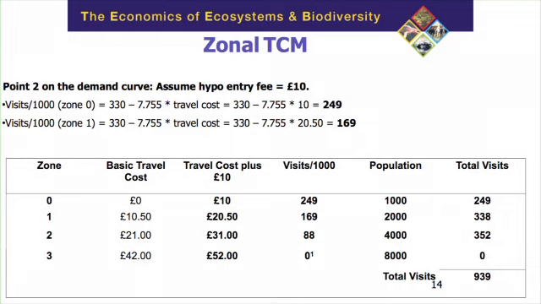So to generate the demand curve, the first point is the current situation. If currently there's no hypothetical entry fee, it's just the travel cost. So currently, at no extra cost, there's going to be 1,600 people. That 1,600 came from a very first table of the number of people going there. So these are people traveling from zones 1 to zones 3. So that's the first point.